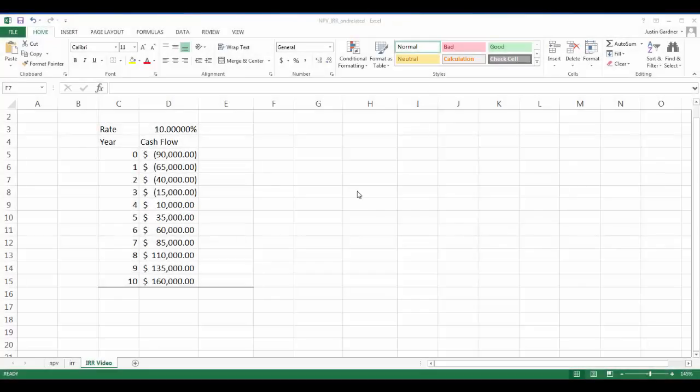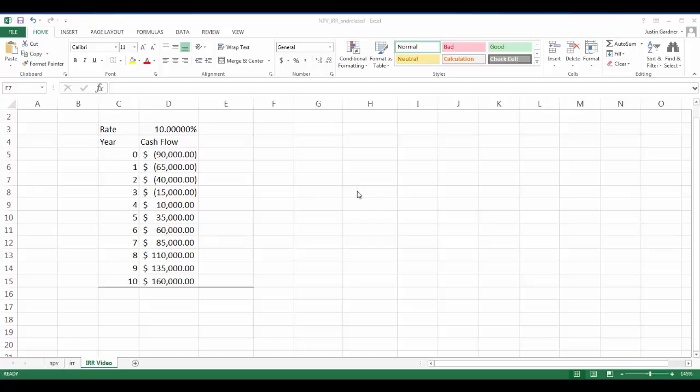Off camera, I set up this spreadsheet with the intention of demonstrating to you how the concept of internal rate of return works. Up until this point in my videos, I've always specified an interest rate or a discount rate or a cost of capital that's used in these calculations.